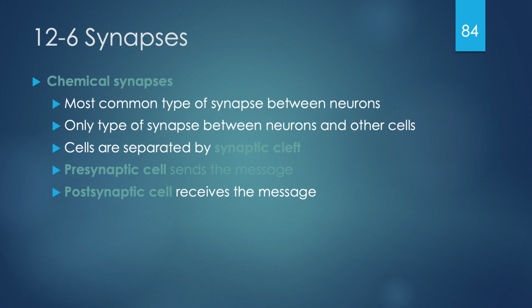The chemical synapses are the most common type of synapse. So this is the most common type of space between neurons. And it is the only type of synapse that allows for a neuron to communicate with a different type of cell and not just a neuron to another neuron. So the space between them is called the synaptic cleft, and the presynaptic cell is going to be the one that is sending the message, and the postsynaptic cell is going to be the one receiving the message.